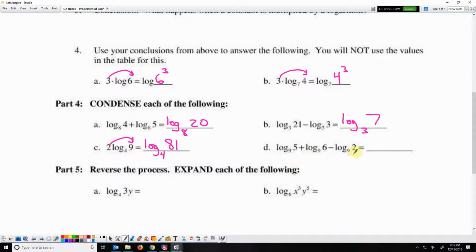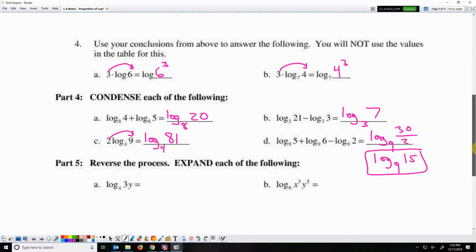And then I've got 3 here, log base 9 of 5 plus log base 9 of 6. So that's log base 9, 5 times 6 is 30. And then minus 2 means divided by 2, so that can be simplified even further to log base 9 of 15. Okay, so that is condensing.